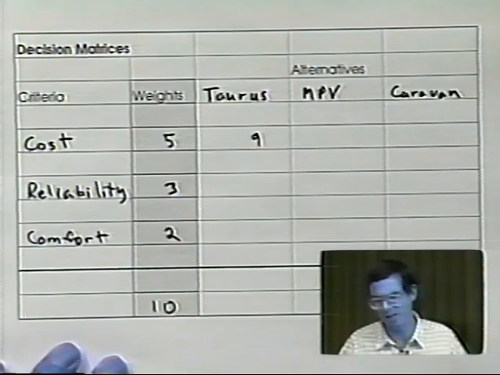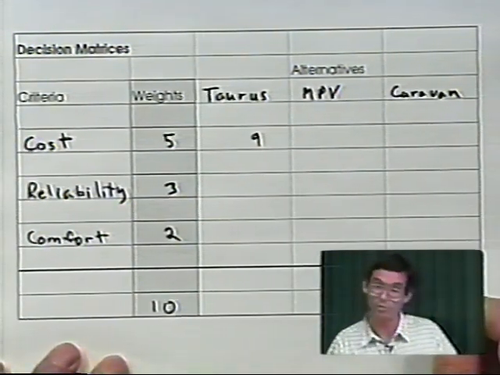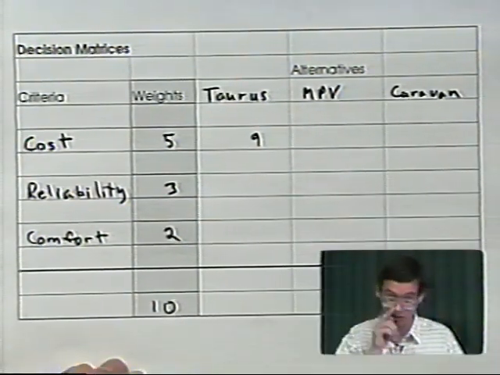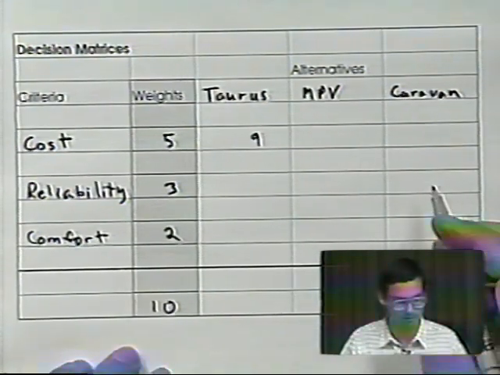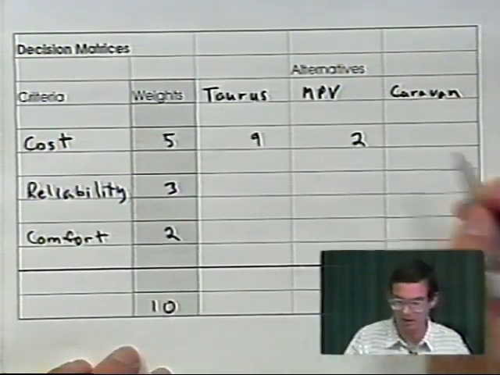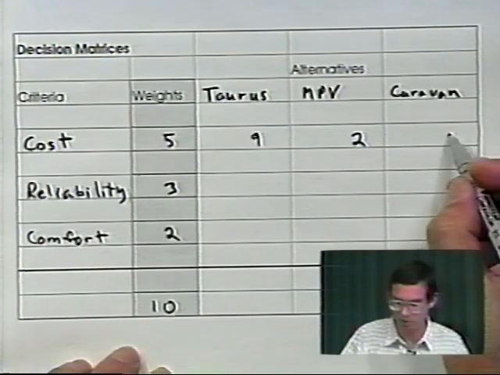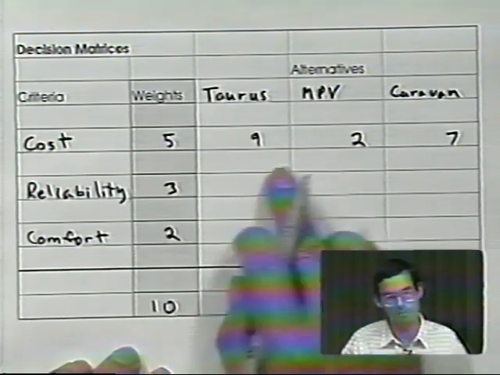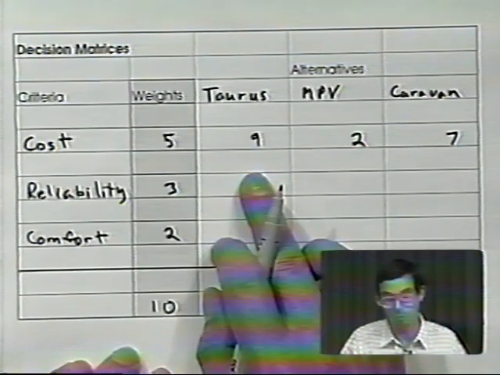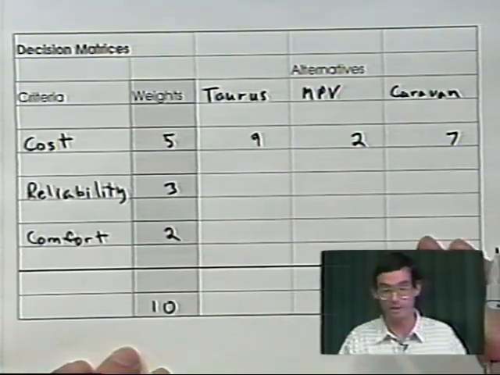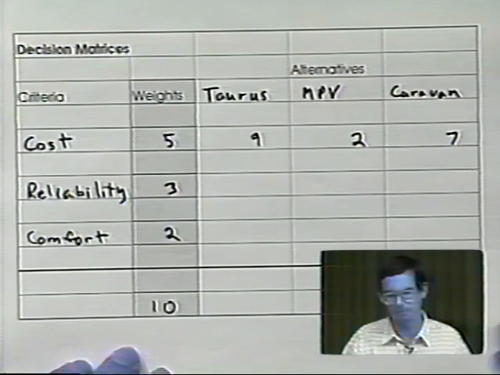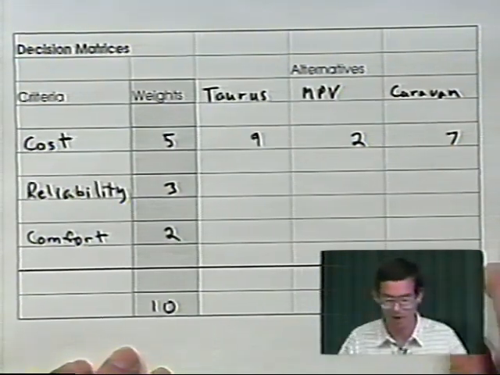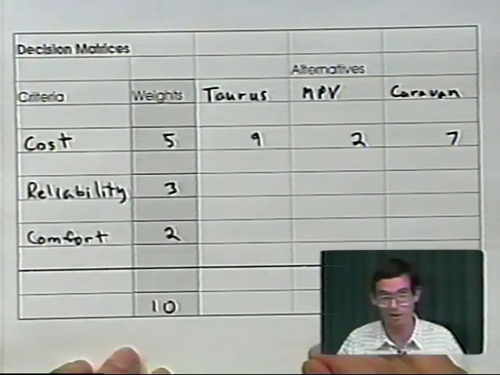I can imagine there might be a cheaper car than the Taurus that would meet my needs, even though it's not on my list of alternatives, which is why I only give it a 9. The MPV is fairly expensive. I might give it a 2, and the Caravan a 7. Now again, these are a little bit arbitrary too, but we can also change those in our sensitivity analysis. What we're doing is expressing our best estimate of how well the alternative meets the criterion at this point in time.